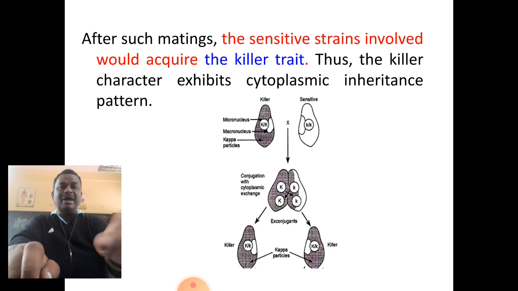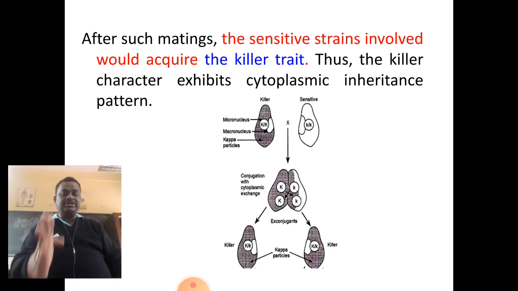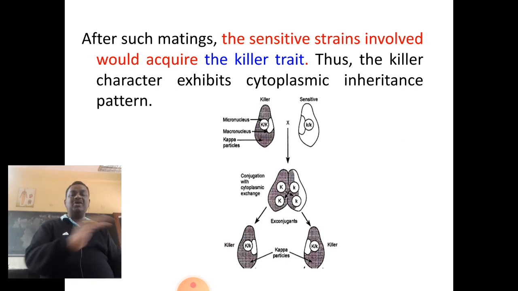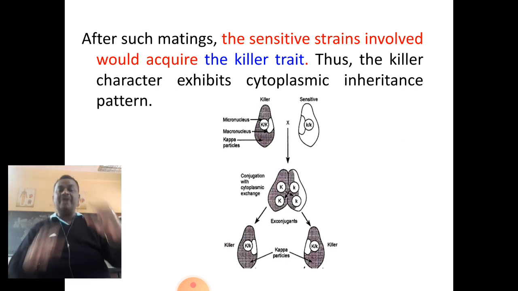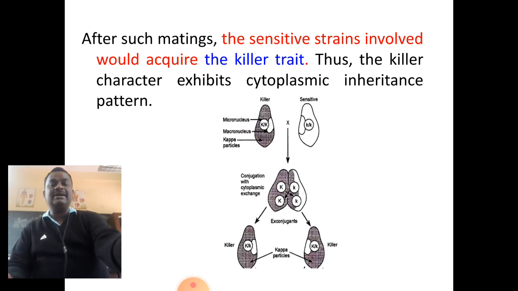So, what is happening now? After mating, the sensitive strain also behaves as a killer strain. Why is the killer character seen in the sensitive organism involved in the conjugation? It is due to the cytoplasm inflow, bringing in the cytoplasmic character. So, both become killer strains. They are heterozygous, and at the same time the cytoplasm got exchanged. So, the ex-conjugants here are both killer strains, but in heterozygous condition.